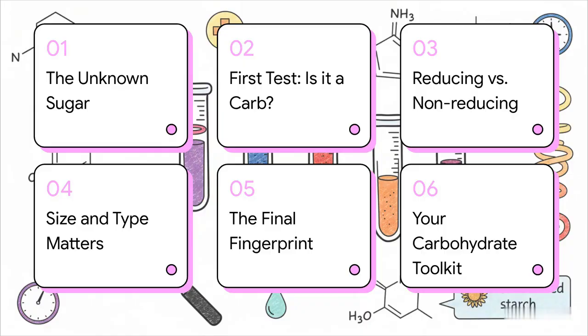So here's our game plan, our roadmap for this investigation. We're going to start by just confirming if we're even dealing with a carbohydrate at all. Then we'll get into its behavior, check its size and type, and finally, we'll look for its unique chemical fingerprint. By the end of this, you're going to have a whole toolkit for cracking these kinds of cases.